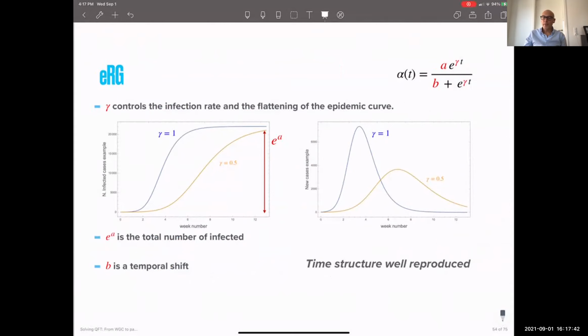So the time structures were reproduced. I don't want to convince you, you can test it yourself, but we have applied this to virtually every single region in the world. So this is actually the success of this. We were able to demonstrate that with two parameters, little a and gamma, because B is just the initial time where the pandemic starts, we were able to classify each country with these two parameters. And that was very important for then predicting the future.